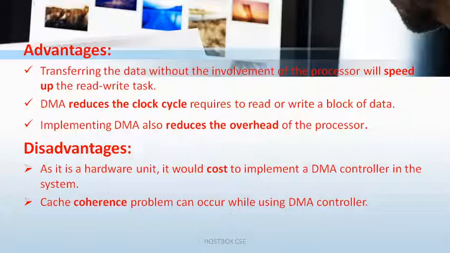And the disadvantages: as it is a hardware unit, it costs a lot to implement a DMA controller in the system, very costly. Then the cache coherence problem can occur while using a DMA controller. In a previous session I uploaded what cache is. In the upcoming session I will explain cache coherence, and at the end of the unit we can discuss interface circuits, a very big area. Now continue.